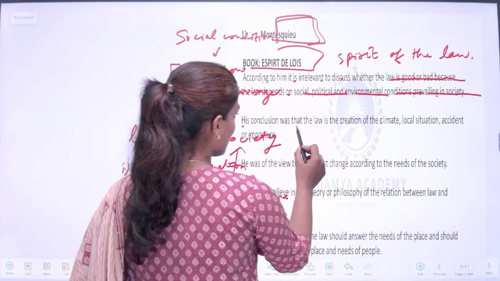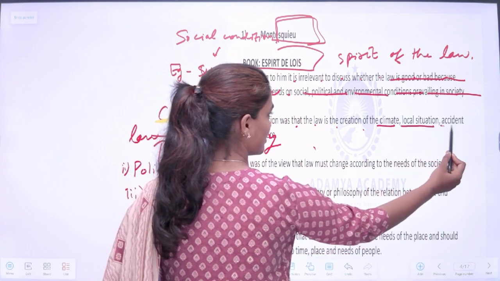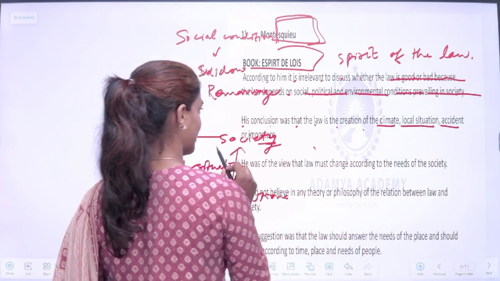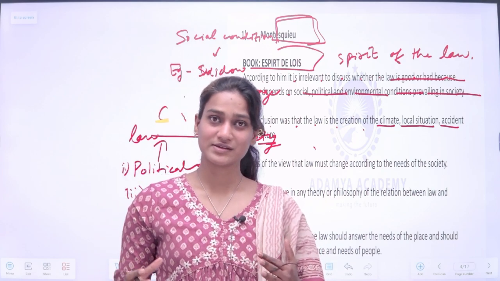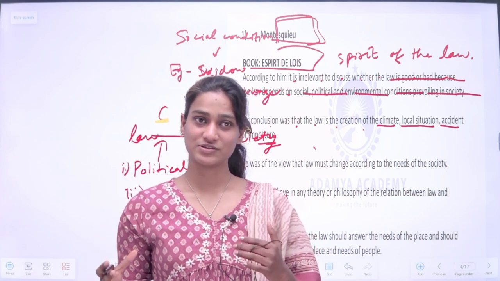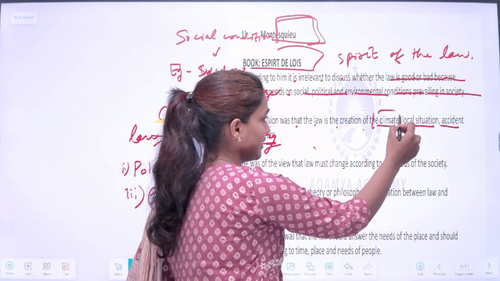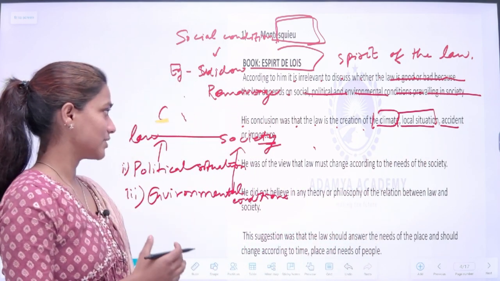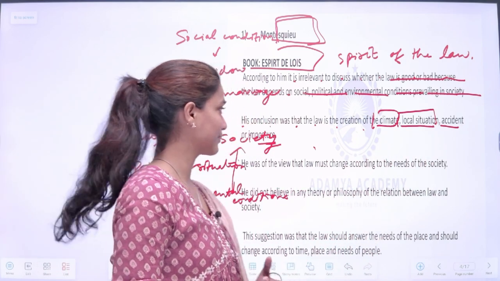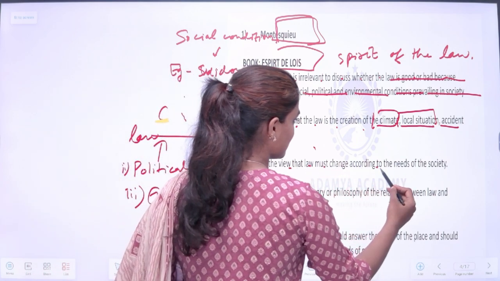His conclusion was that the law is the creation of climate, local situation, accident or imposture. He has given social conditions, political conditions and environmental conditions, but he has also stated the climatic conditions, local situations and accident or imposture. He was of the view that law must change according to the needs of the society.